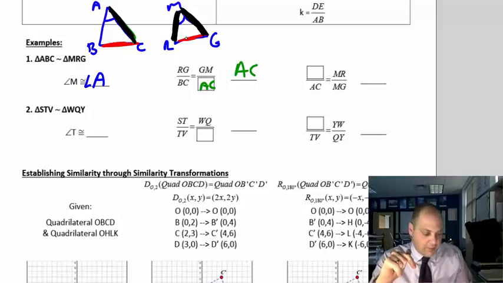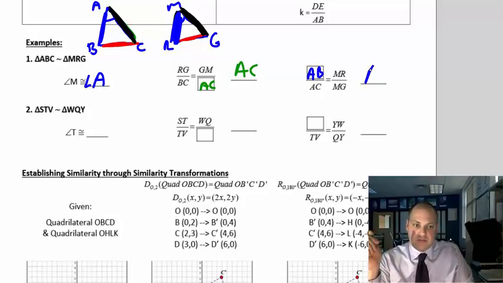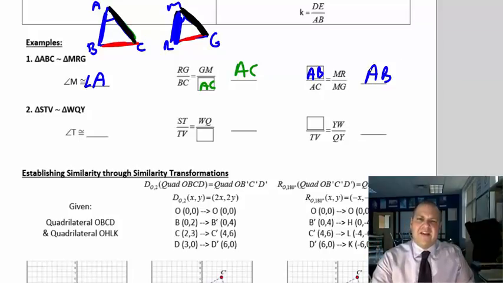I'm actually going to change the color back to blue here. I'm going to make that blue. So we can see the corresponding pieces, right? So if MG matches AC, then MR must match AB. So I'm going to put AB there. Okay? And that's it. So the answer is AB. You get the idea, guys?